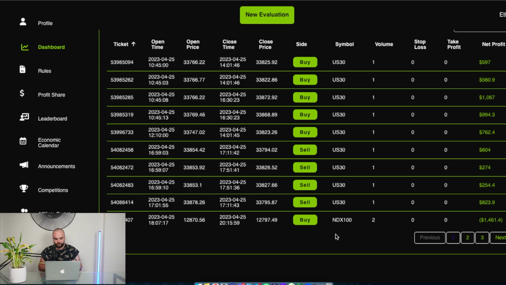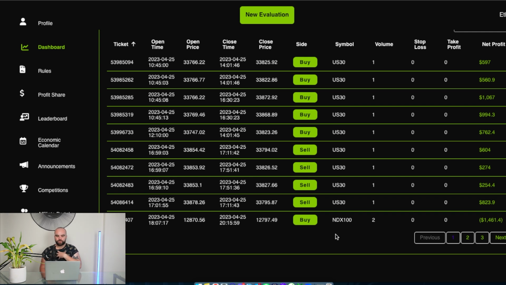So once it hit that 5% target, it automatically closed all my trades. And this was helpful to me because I was running this account on a trade copier. Now Bespoke does allow trade copiers, which is also nice.